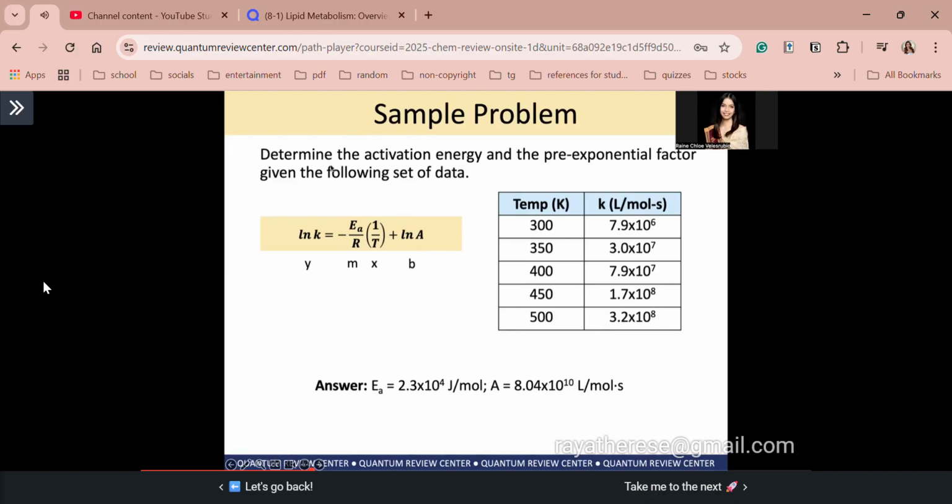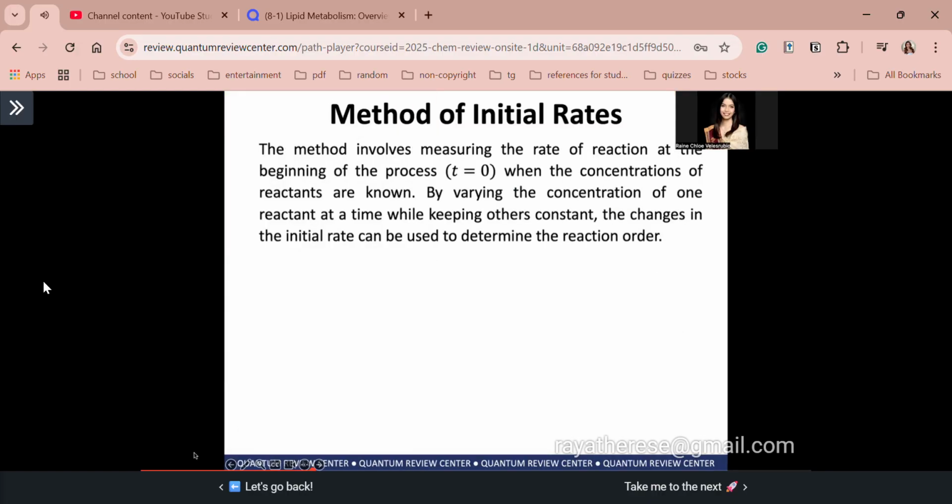Sige, let's proceed. Now, guys, rate law determination involves experimentally establishing the relationship between the reaction rate and the concentrations of your reactants. So, paano ba natin ito ma-achieve? This is through the measurement of the reaction rate changes as the concentrations of reactants are varied, while we keep other conditions constant. So, one method of determining the rate law and the rate of reaction is through the method of initial rates. So, here, we will measure the rate of reaction at the beginning of the process where t is equal to 0 and where we know the concentration of our reactants.